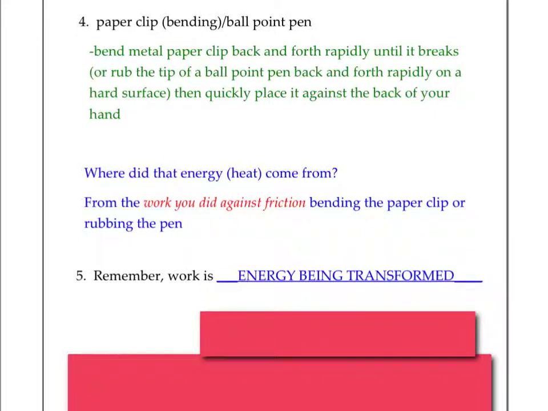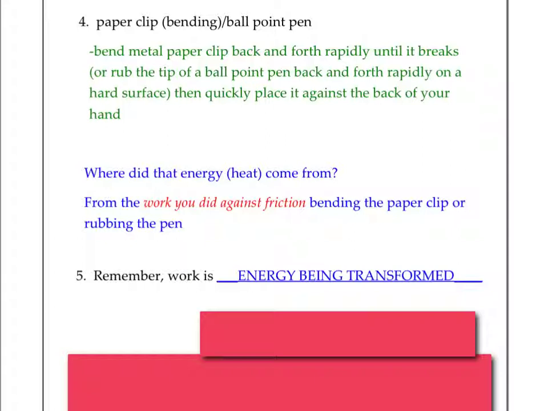And so the last part, there is a number 5 at the bottom of the section. When we first talked about work, one of the definitions, it said you might see work being defined as energy being transformed. And this would be an example of that case. So if you do work against friction, that work is transformed into heat. Okay, so it's a different type of energy.